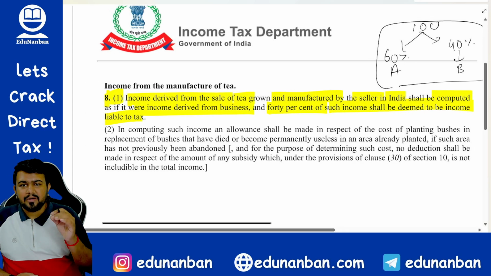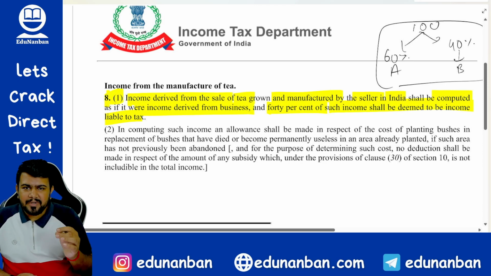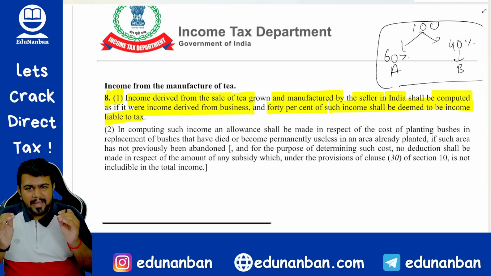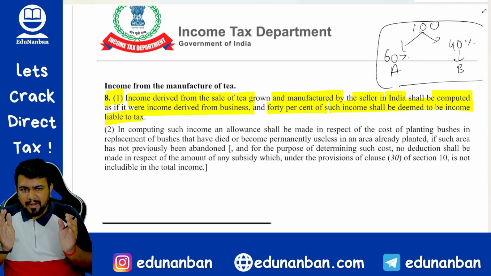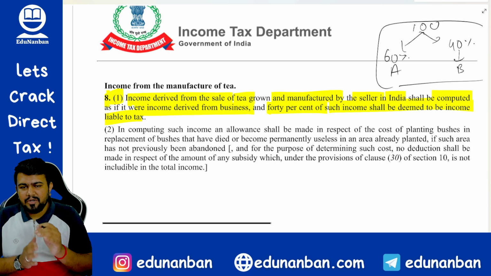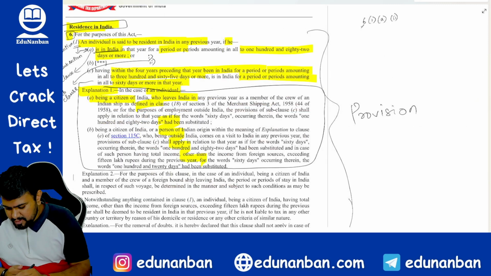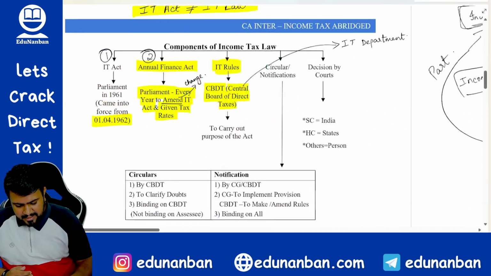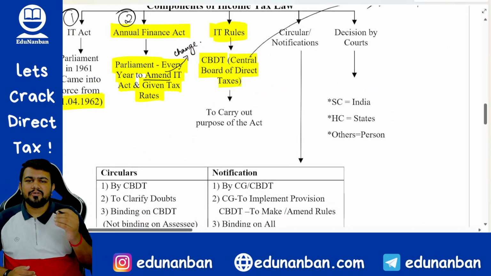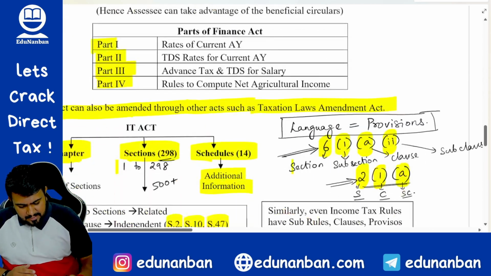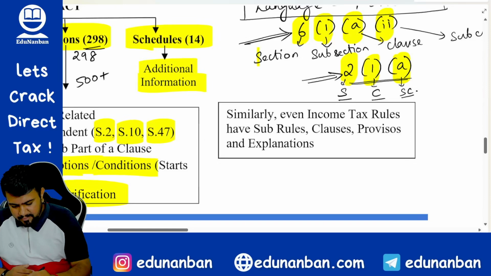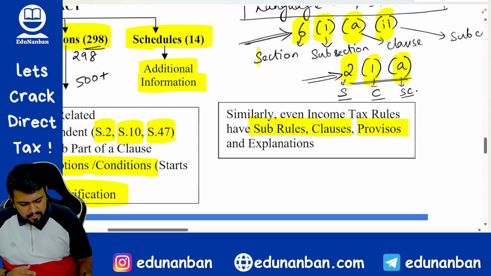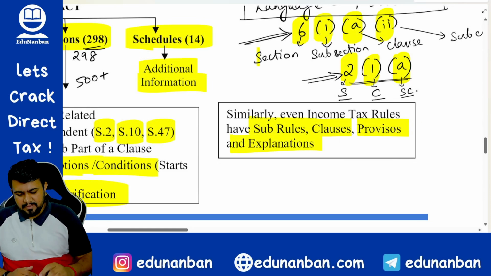Now, to make the rules, the government or the ministers or members of parliament will not have the time. Hence, they will give the power to CBDT to make the rules. So, power to make the rules is given to whom? CBDT, that is Central Board of Direct Taxes. So, rules also will be like sections only, Kanna. Similar to sections, even rules will have sub-rules, clauses, provisos and explanation.